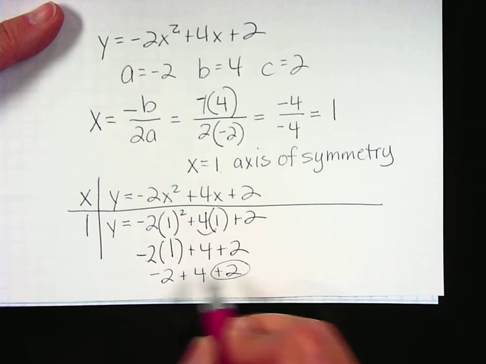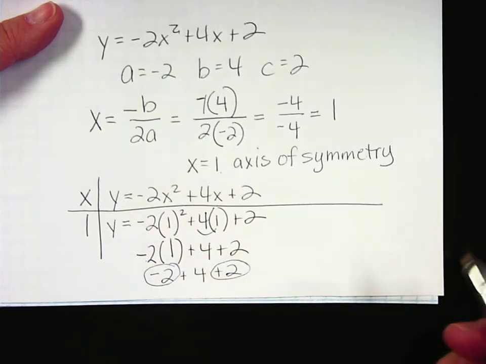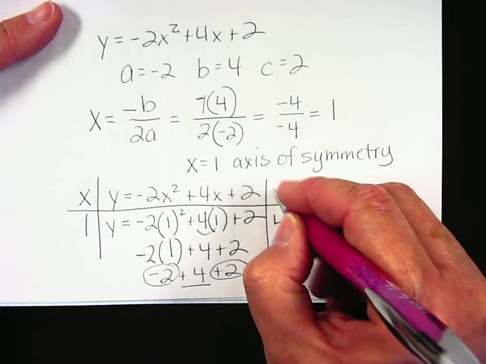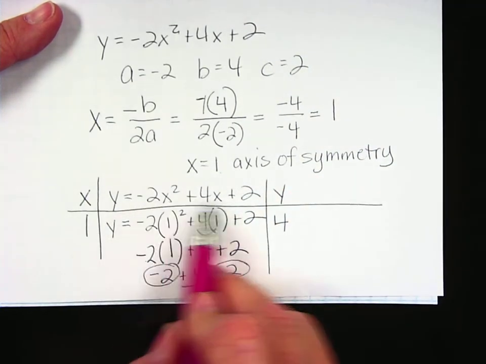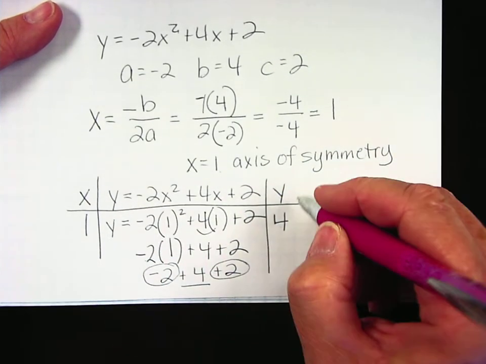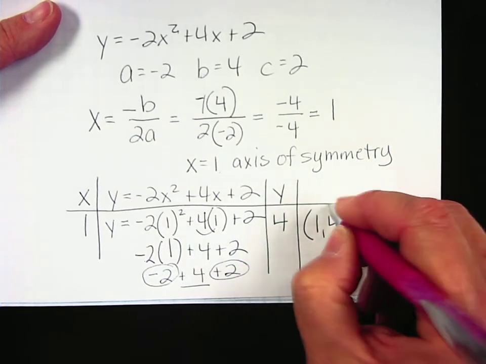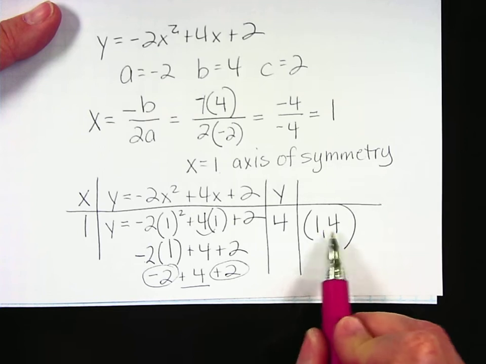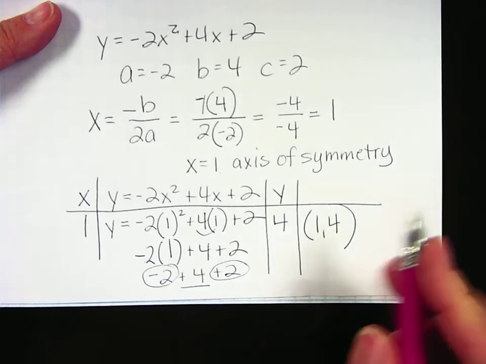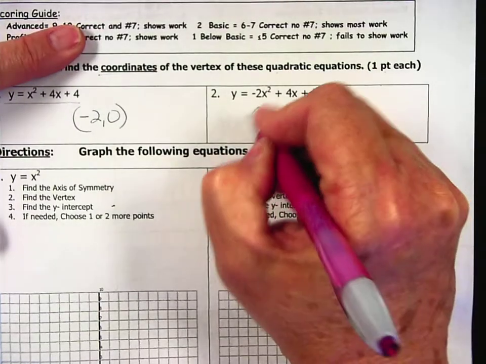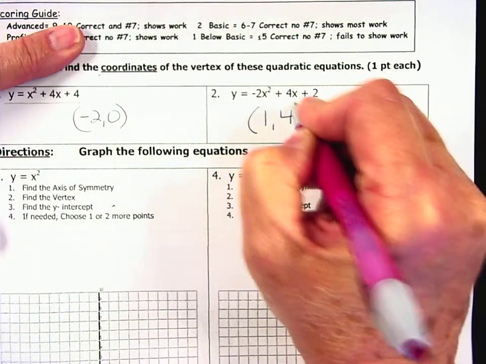My +2 and my -2 cancel each other out, and I'm left with +4. So when x is 1 in this particular equation, y is 4. My vertex is the point (1, 4). These are the x and y coordinates of my vertex. So that's my answer for number 2: (1, 4). Okay.